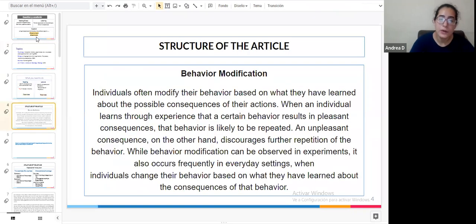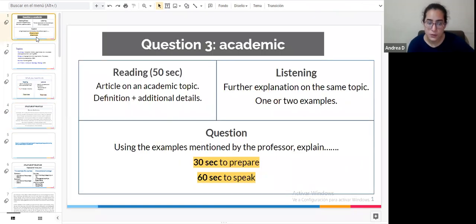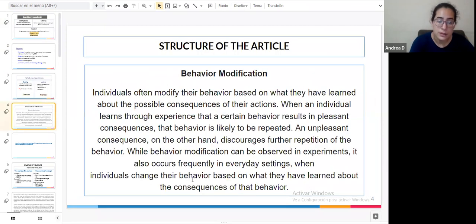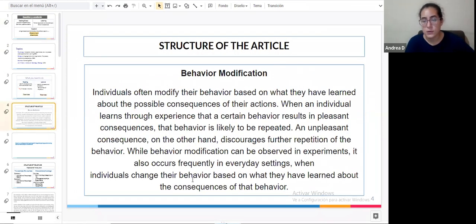Okay. Now let's turn to the content of this. So what exactly do you need to do? First thing you do is you read, right? We said you read for 50 seconds. So you will read something like this. It's an article, a reading passage.